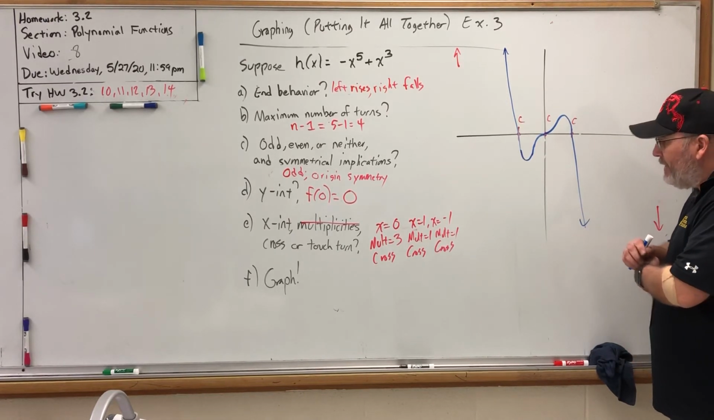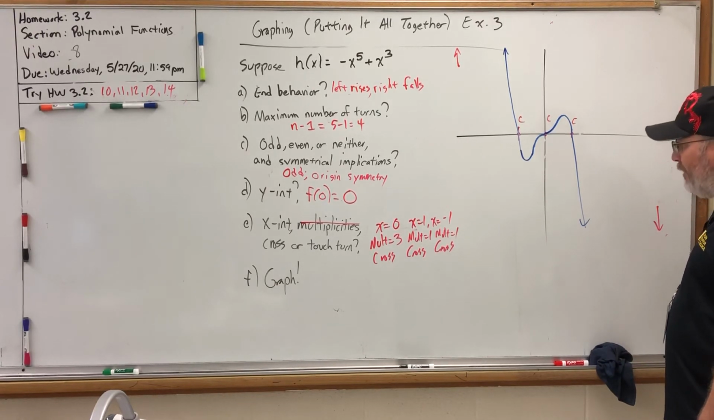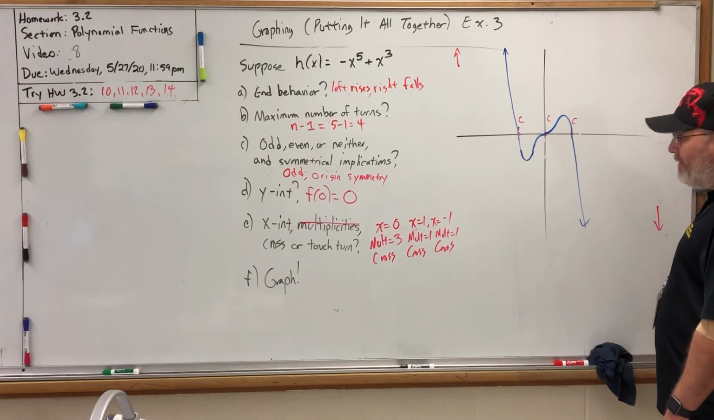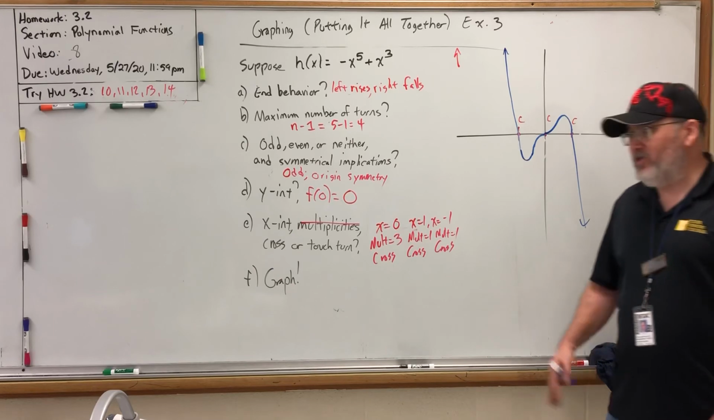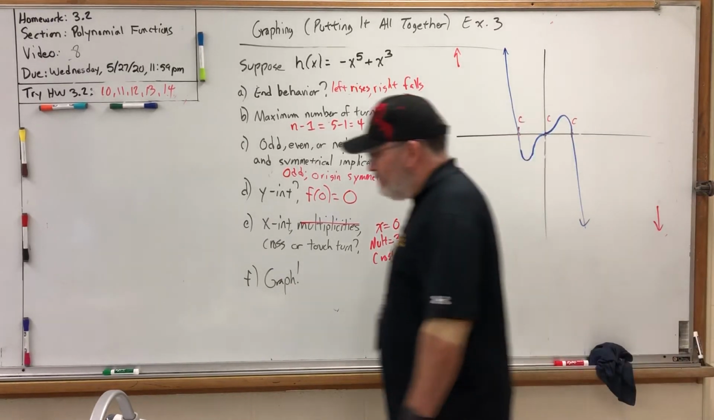So again, to reiterate, that wasn't redundant. The higher the multiplicity, the flatter the graph is at the x-axis. So if you had a multiplicity of 5 or 6 or 7, your graph almost becomes horizontal. Very briefly, it never actually does, but it looks like it.